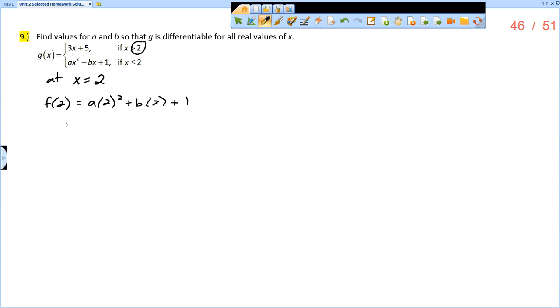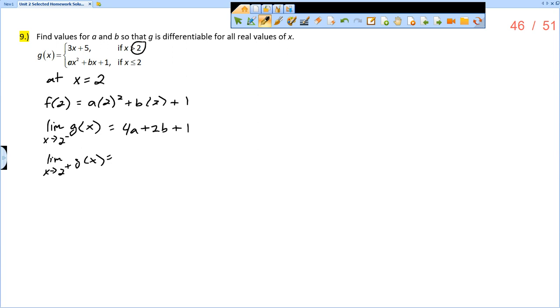That's f of 2. Then, in order for this thing to be continuous, we need the limit as x approaches 2 to exist as well, right? So the limit as x approaches 2 of g, well, remember, we have to consider the limit from the left. So that would be plugging 2 into the bottom piece, which is the same as f of 2. So that would just be 4a plus 2b plus 1. All right. And then we need to make sure that that is equal to the limit as x approaches 2 from the right of g of x.